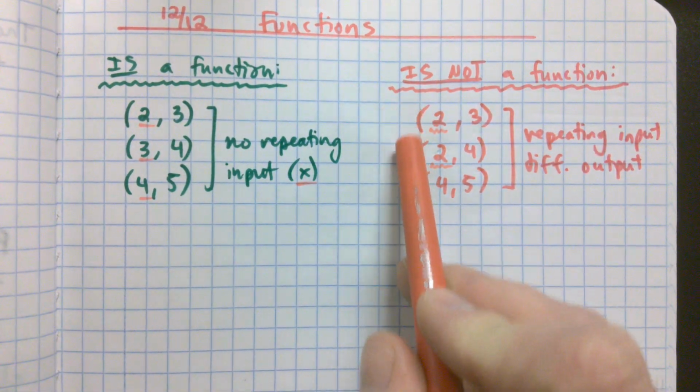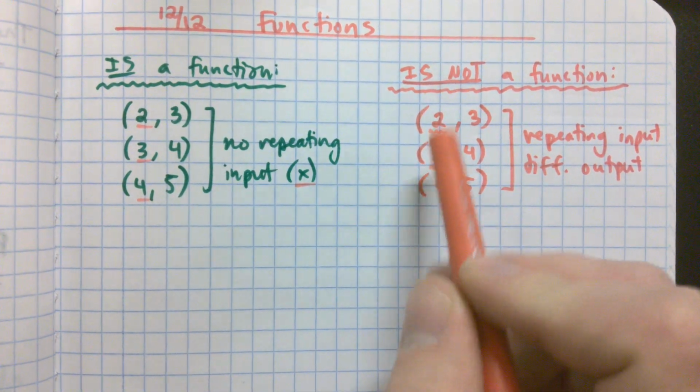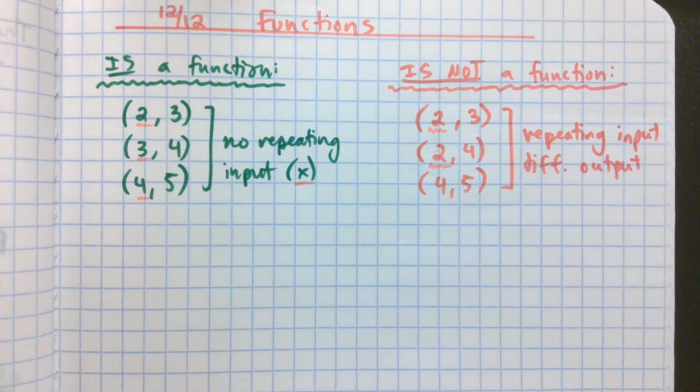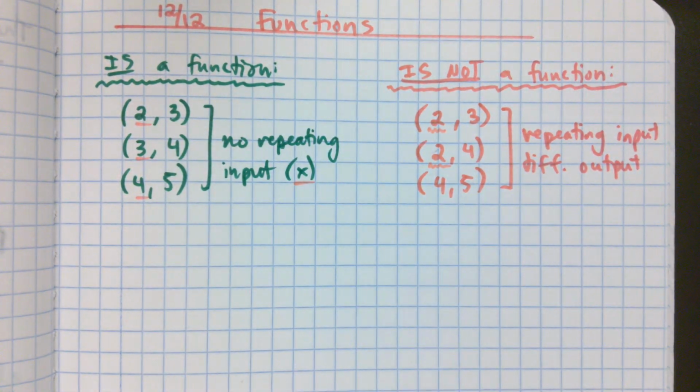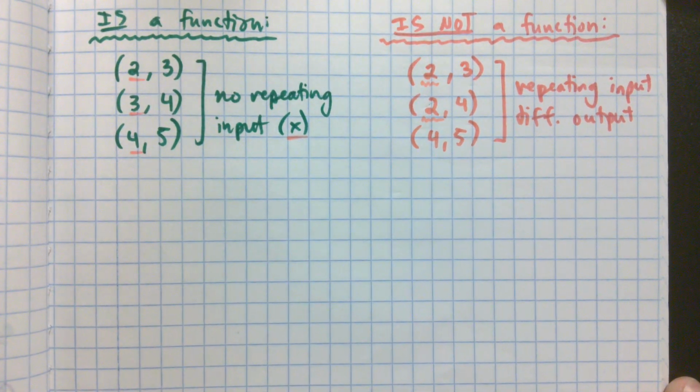And it doesn't have to be all the inputs repeating, right? 4 is unique. But as soon as we have 2 of the same x coordinates, right away, it is not a function. All right? Does any of this sound familiar? A little bit? Okay.